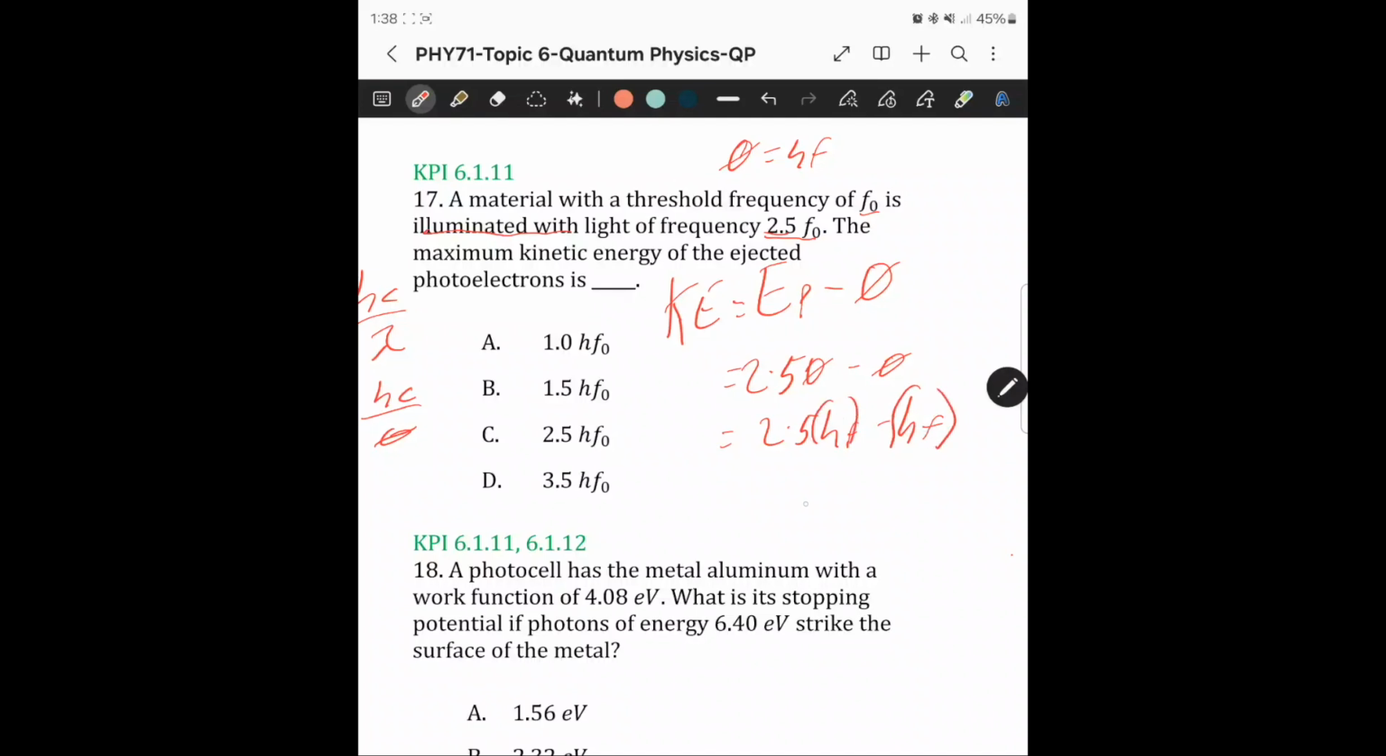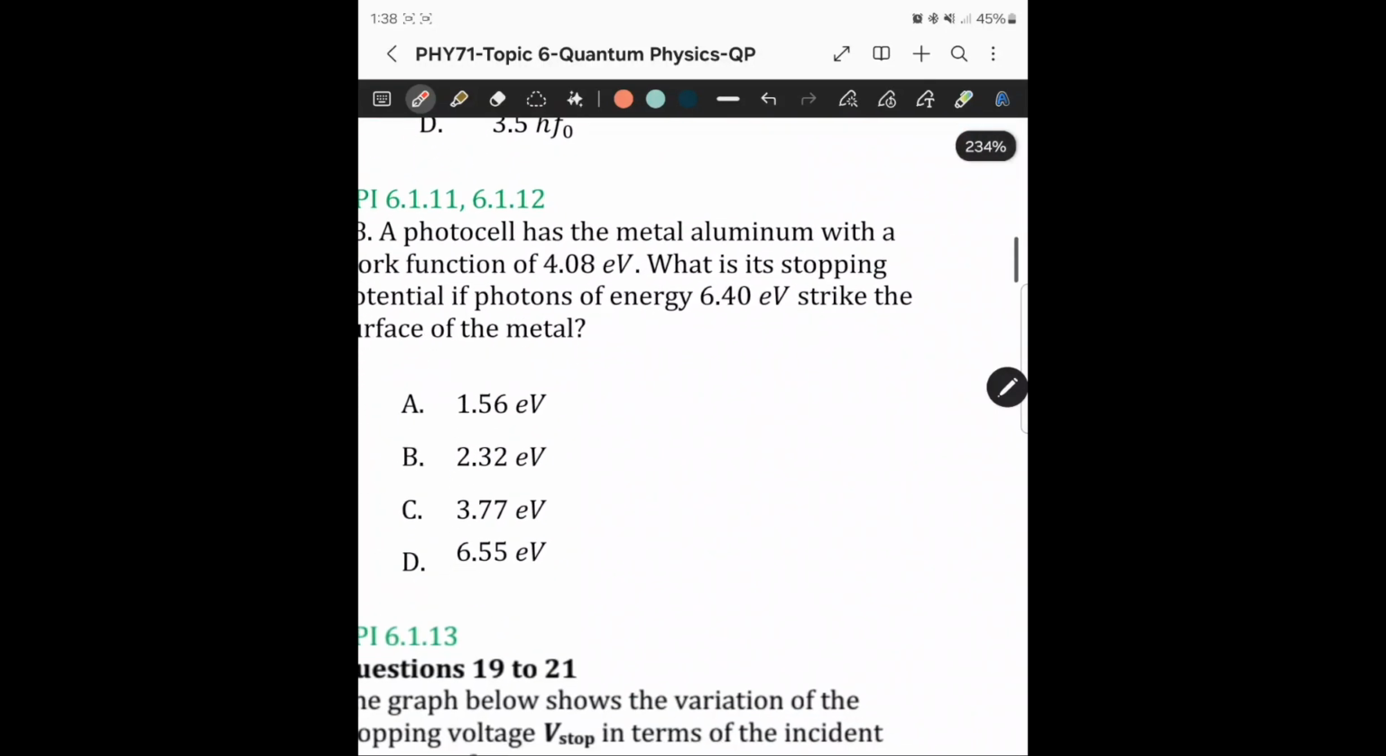This is 2.5 HF. 2.5 minus 1 leaves me with 1.5. That's all this is. So this is just saying 2.5 times bigger than this. This is 1. This is 2.5. Subtract them. 2.5 minus 1.